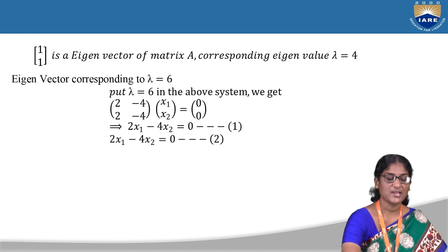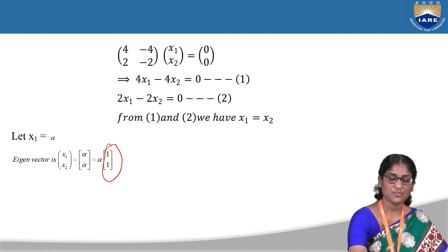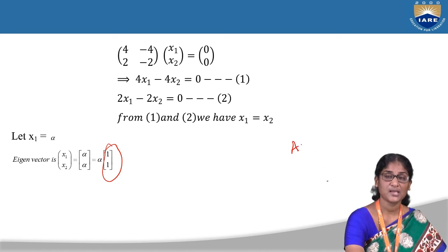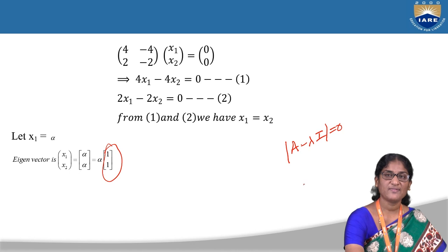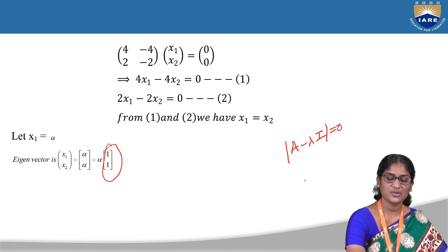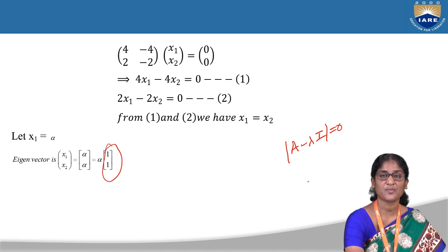Okay, once again, let me recapitulate the topic. Suppose A is a square matrix, then to find the eigenvalues of the given matrix, we have to calculate the determinant of A minus lambda I is equal to 0. We will get a polynomial equation of degree n, based on the order of the square matrix that we are taking. Solve it, then the values of lambda, the roots of lambda, are called eigenvalues or latent values or proper values.